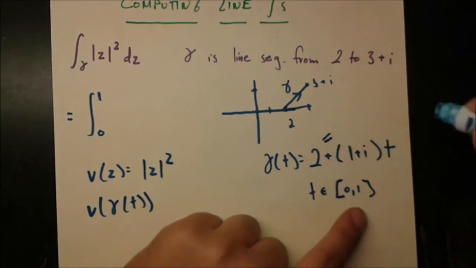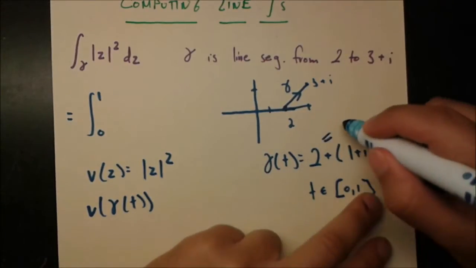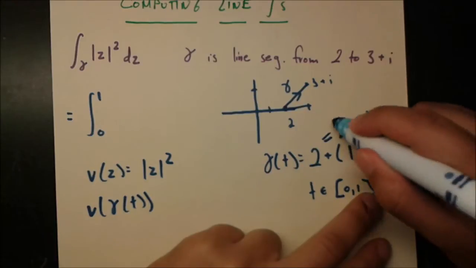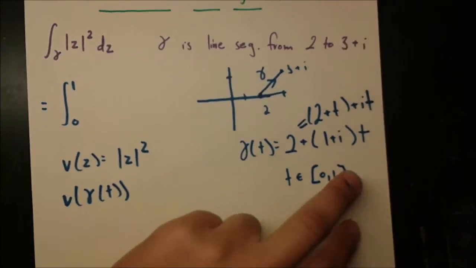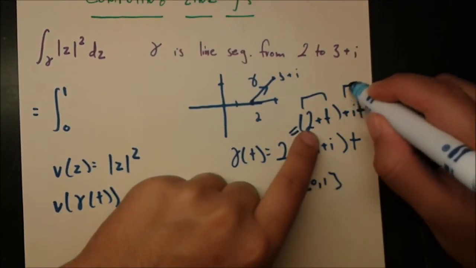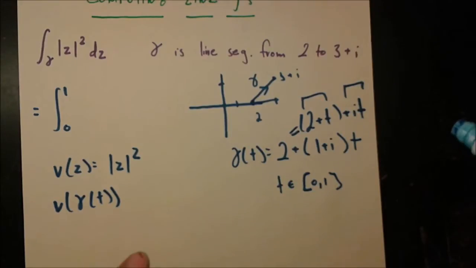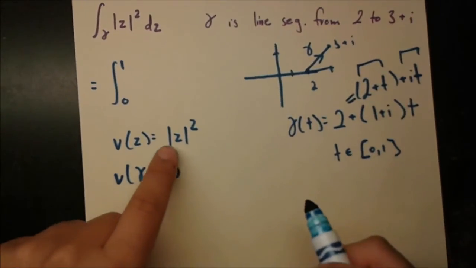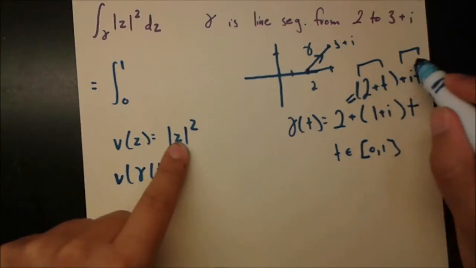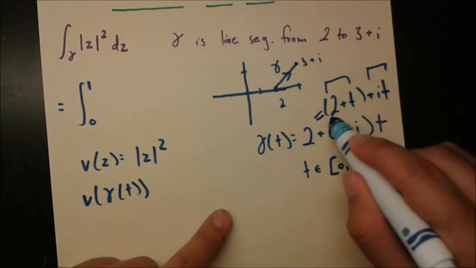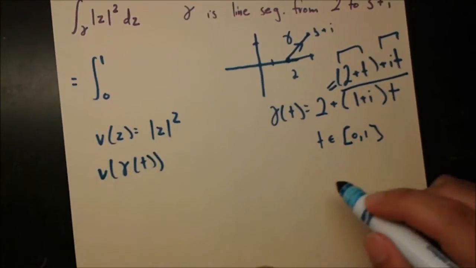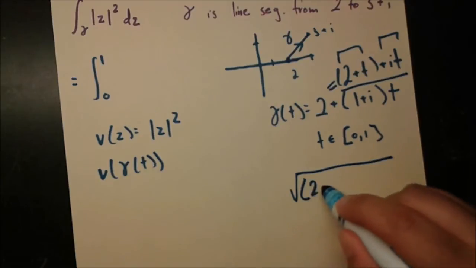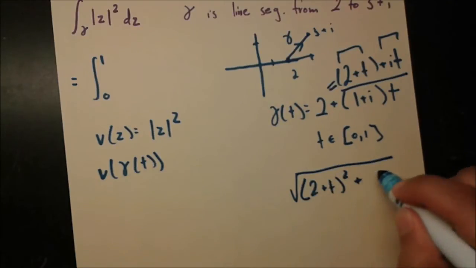And I'm going to rearrange this a little bit so I can get real and imaginary parts. So I'm going to write this as 2 plus t plus it. That's because I want this real part and this imaginary part. It'll help because there's a modulus involved. So now I'm going to write the modulus of this squared. So what is the modulus of this gamma right here? It's going to be the radical of (2 plus t) squared plus t squared.